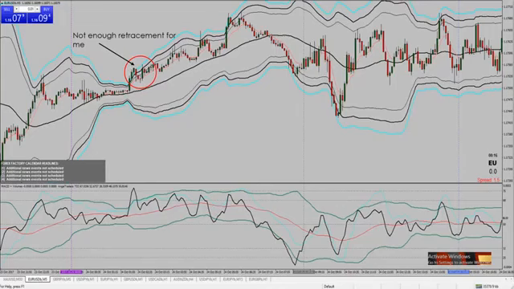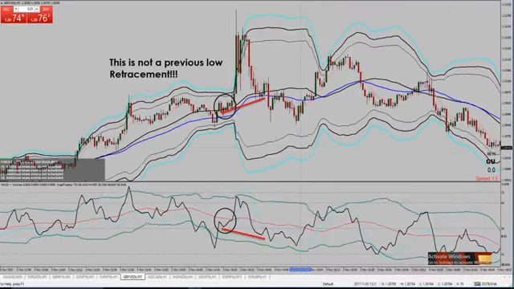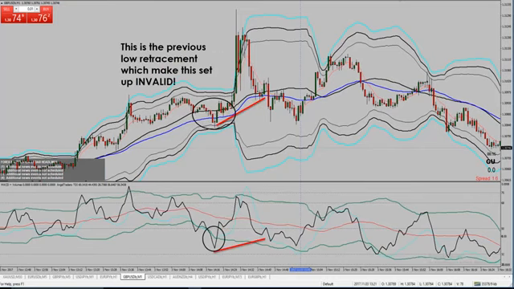As you can see here, the market didn't move much back into the market. That's not enough retracement for me to count this as another previous low. Here's another one. This is not the previous low retracement right here. This is not a retracement. So if you're trying to count this off the 50 moving average to be divergence, or the hidden divergence, that is incorrect. This is going to be the previous low, this shark fin right here, so that would make this setup invalid. This is not hidden divergence. And as you notice, the trade would have hit your stop loss.